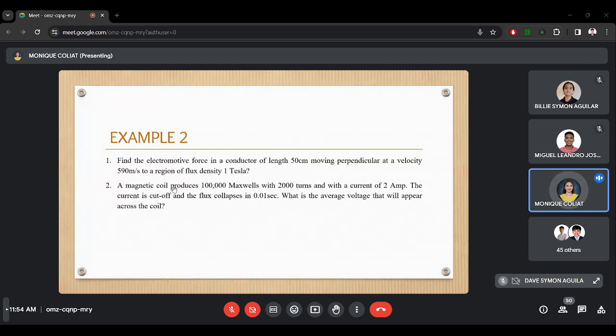Example number 1, find the electromotive force in a conductor of length 50 centimeters moving perpendicular at a velocity of 590 meters per second. What is this? Is it a velocity? So, pag may velocity, alam nyo na agad kung anong formula. BLV sine theta. Okay, so meron daw tayong flux density na 1 Tesla.